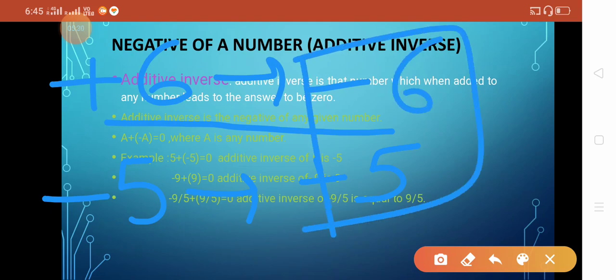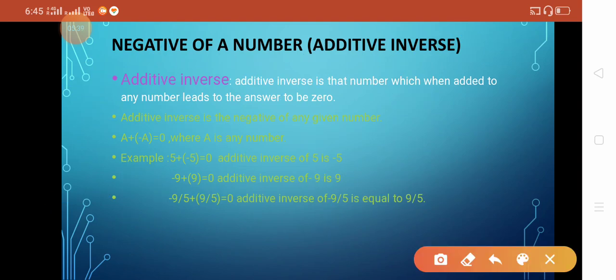That is your additive inverse. The additive inverse of 6 is minus 6. The additive inverse of minus 6 is 6. The opposite is also true. For example, you have a. So if you add minus a, you will get 0.